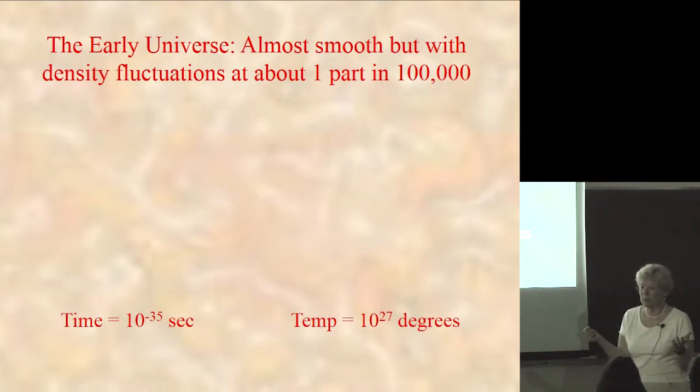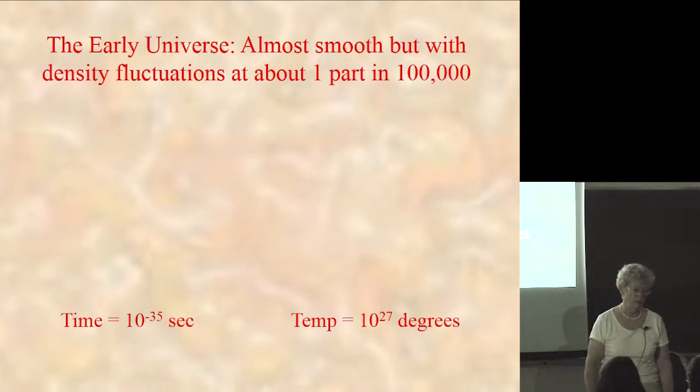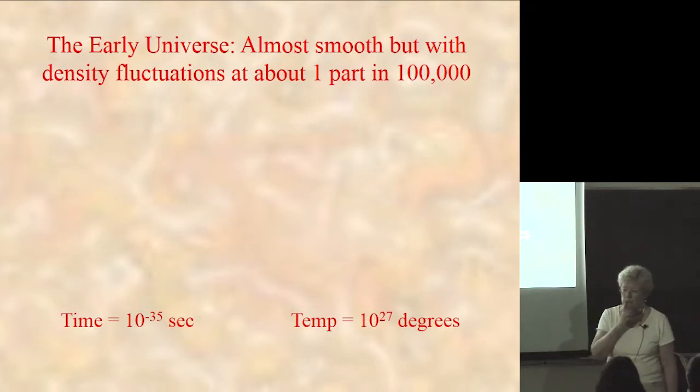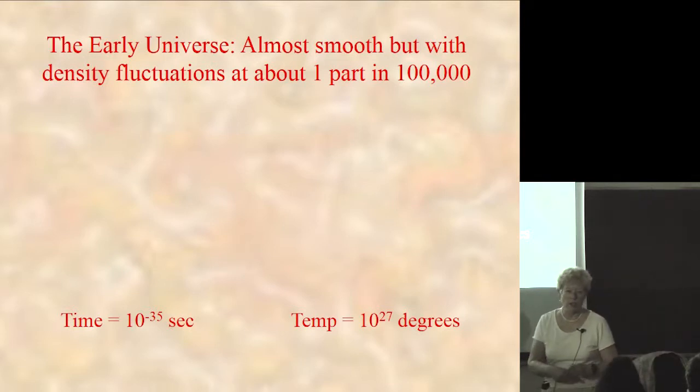The Big Bang would be zero. We're not quite at zero. We're only 10^-35 seconds. Now, why am I talking about this? Why did I pick this pair of numbers, this temperature and this time? The reason is that this is a very special temperature. This temperature corresponds to a very special set of physics.